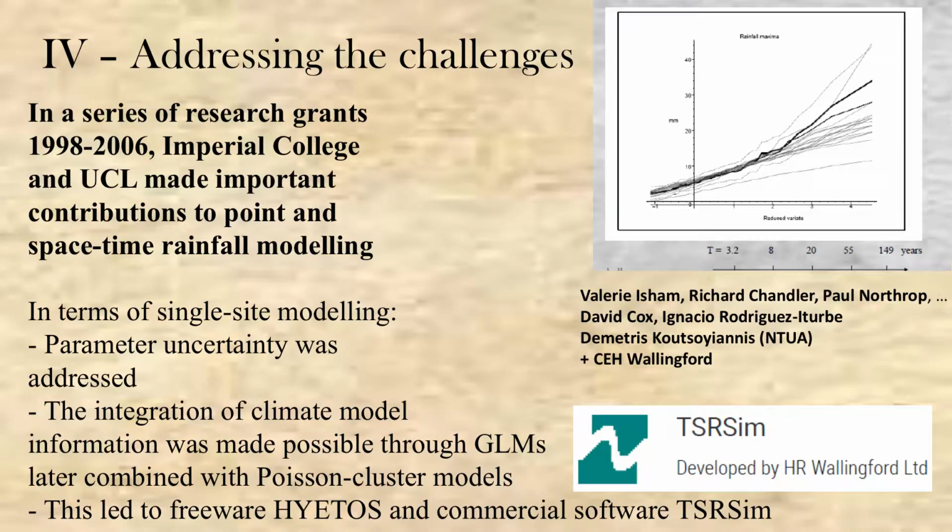Now, in a series of research grants, where Howard was instrumental in coordinating the whole thing and getting the funding and being very successful at doing this over the period 1998 to 2006, in collaboration with University College. In particular, I mention Valerie Isham, University College, but also Richard Chandler, who, as he said, started off as a postdoc but eventually became a collaborator. Paul Northrop was one of the specialists of spatial rainfall.